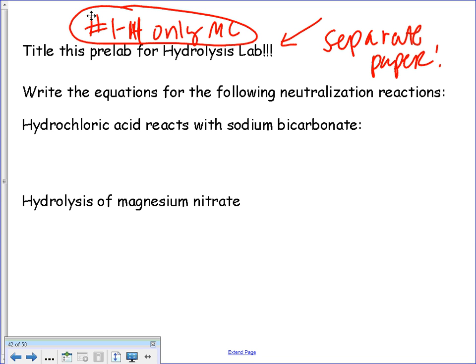Okay, so 3 lab questions. Let's do this together. Connor Young. Hydrochloric acid reacts with sodium bicarbonate. Tell me what are the 2 reactants? Spell it out for me though, because I can read. This is your pre-lab, so have this on a separate piece of paper. This is before we go to our labs.